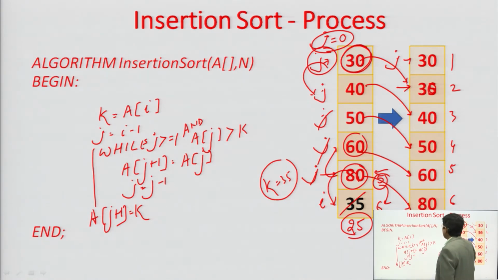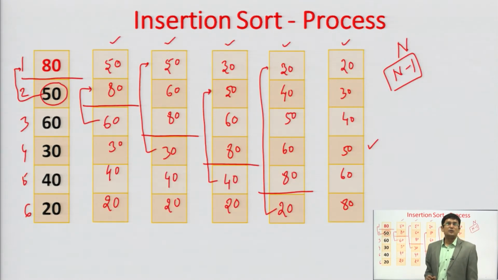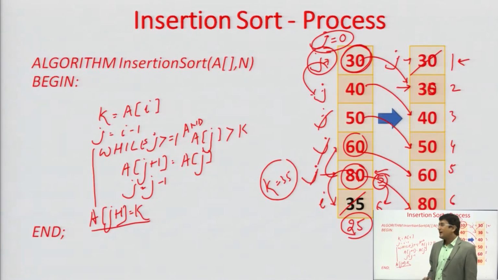Let us say j has become 0 and the loop has terminated, j is 0. So in that case also the insertion is required to take place at index one. So that is why a[j plus 1] is equal to k, it means a[0 plus 1] is equal to k. Now this is only the last iteration. We have discussed that a total of n minus 1 iterations are required to be performed. So it means that this kind of operation is required to be performed n minus 1 times.